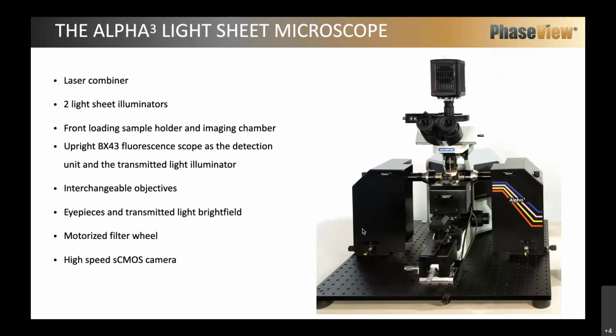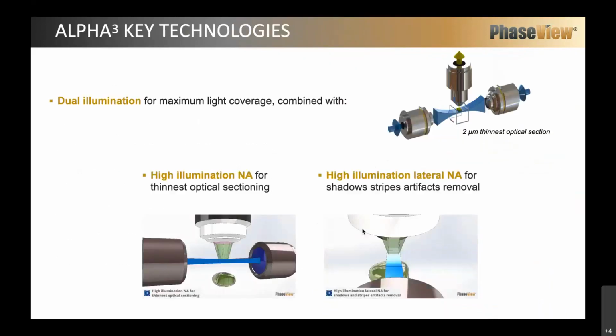We have 2 light sheet illuminators, which can be interesting in plant imaging, because if you already did plant imaging, you know that plants or organs can have really high scattering, so it can be interesting to have these 2 light sheets. You can choose many kinds of lens for the observation.